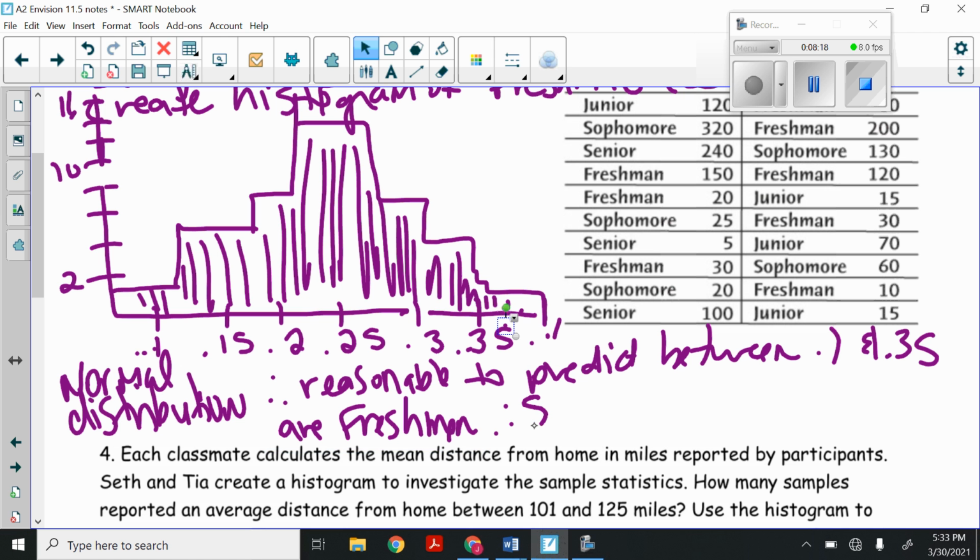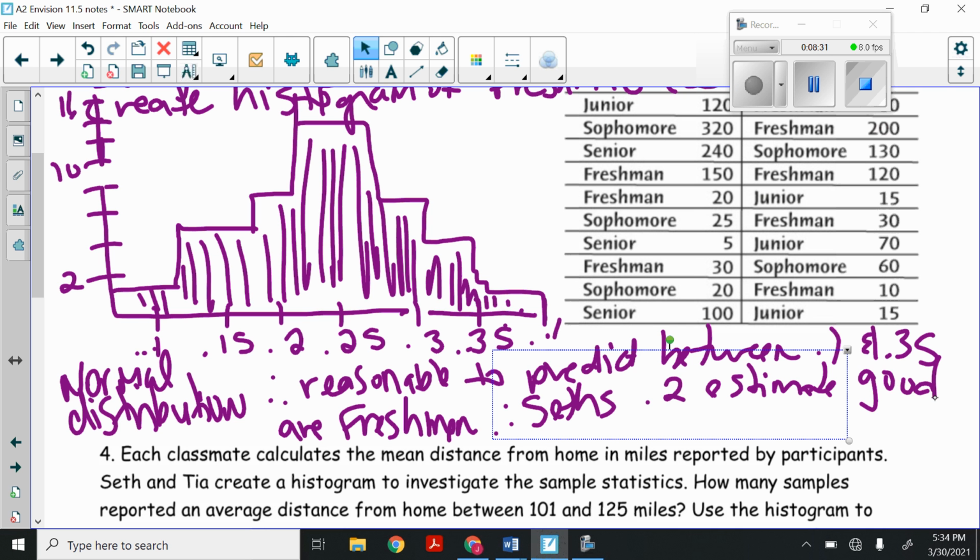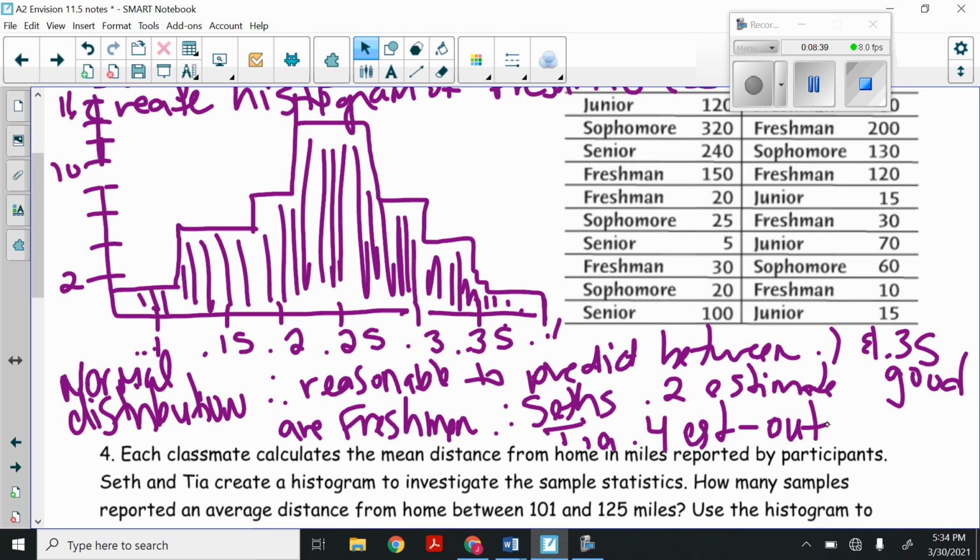Therefore, Seth's 0.2 estimate was good. Tia's 0.4 estimate is outside the range. Therefore, her estimate is more likely to be further away from the mean.